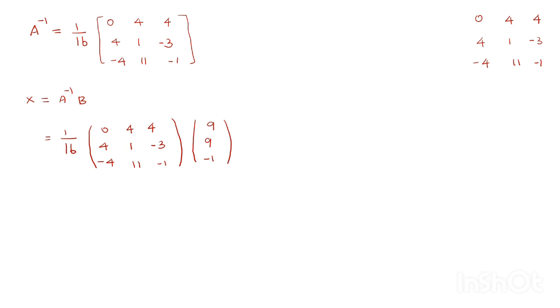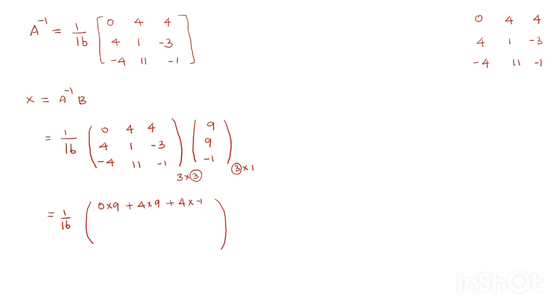If you want to multiply any two matrices, the number of columns of the first matrix must be equal to the number of rows of the second matrix. The order of the first matrix is 3 by 3. The second matrix is 3 by 1. So these are equal, so you are eligible to multiply these two matrices. So 1 by 16 you take outside. Then we multiply. How to multiply? The first row is 0 times 9 plus 4 times 9 plus 4 times negative 1.